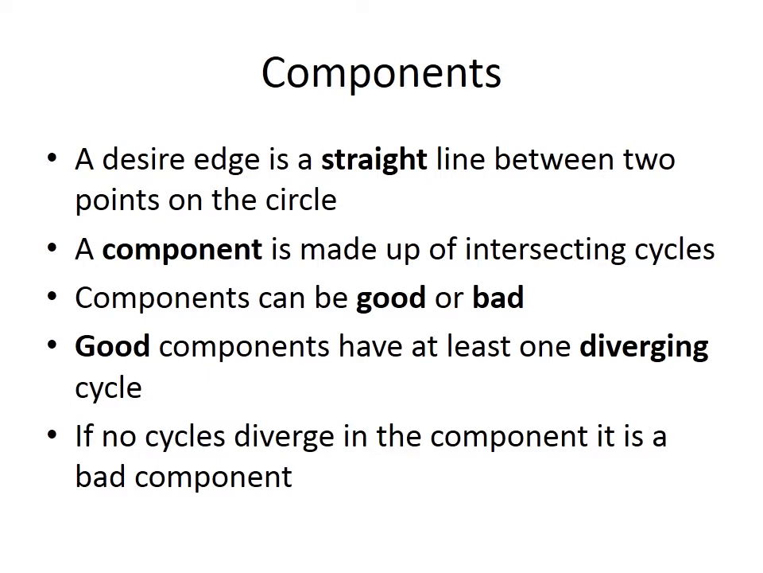Components can be good or bad, and good components have at least one diverging cycle. If no cycles diverge, the component is a bad component. A cycle diverges when it has more than one reality edge, and those orientations go opposite ways, but we'll show you that in a moment.